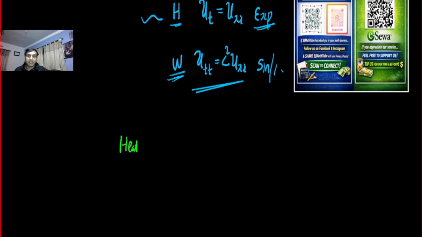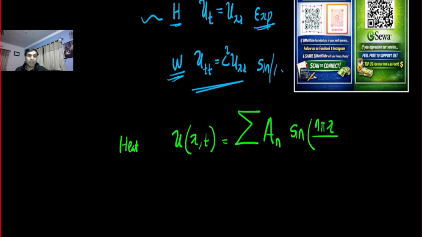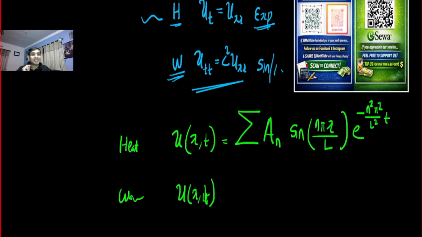A heat equation will have an end solution. Let it be any heat equation, you can assume the solution to be u(x,t) equals sigma an multiplied by sine(n pi x by L) e to the power minus n square pi square by L square into t. If you do not memorize this, then you have to apply the separation of variables method, spend approximately 5 minutes till you get this step, and that will waste a lot of time.